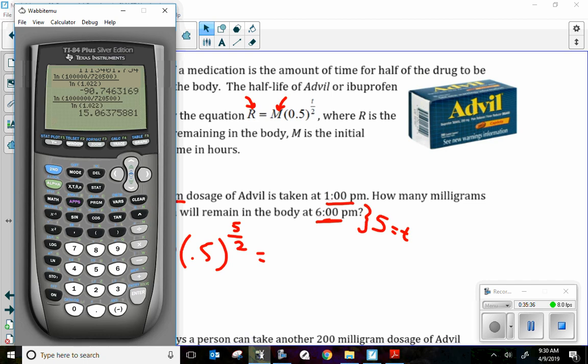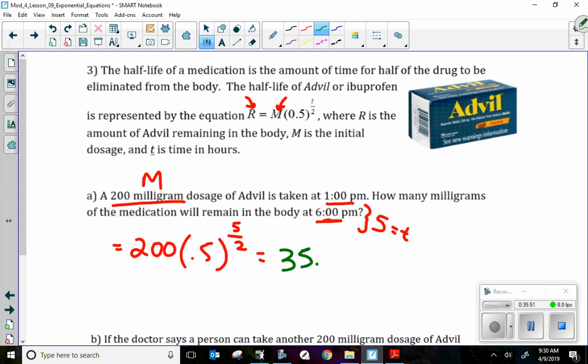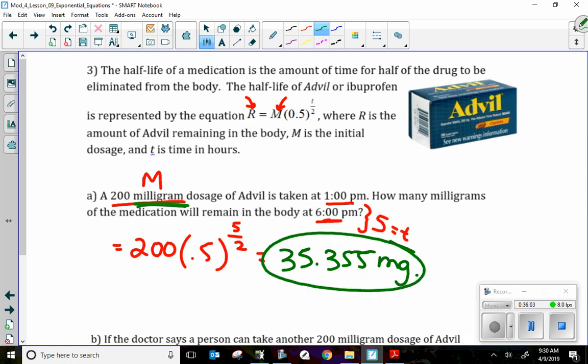If I put that in the calculator, times 0.5 raised to the 5 divided by 2, I will get 35.355. So I'll say 35.355, and that's in milligrams. All of our things are in milligrams.